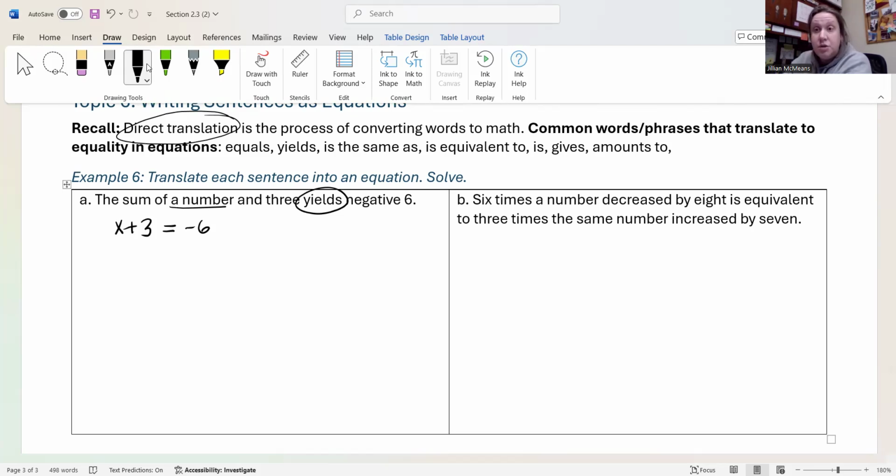The way we would undo plus 3 is subtract. Remember, you're always undoing what has happened to the variable. The variable's been added to 3. We want to undo that plus 3. And also remember, you must maintain balance. So if you do something to the left, you must also do it to the right. So I'm going to subtract 3 from both sides. On the left, I have +3 minus 3.